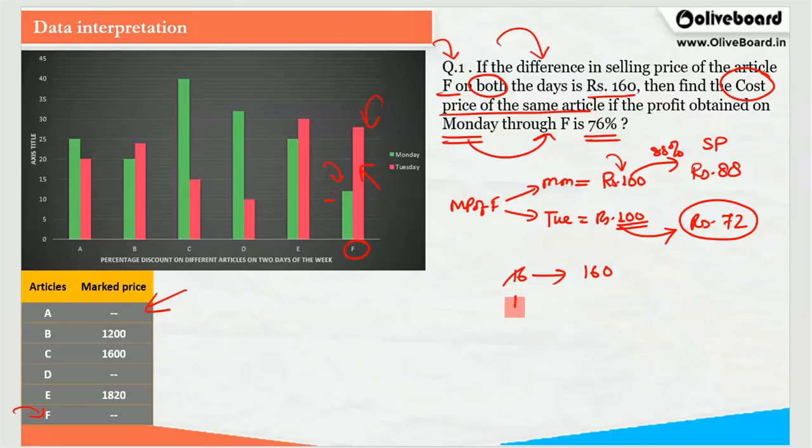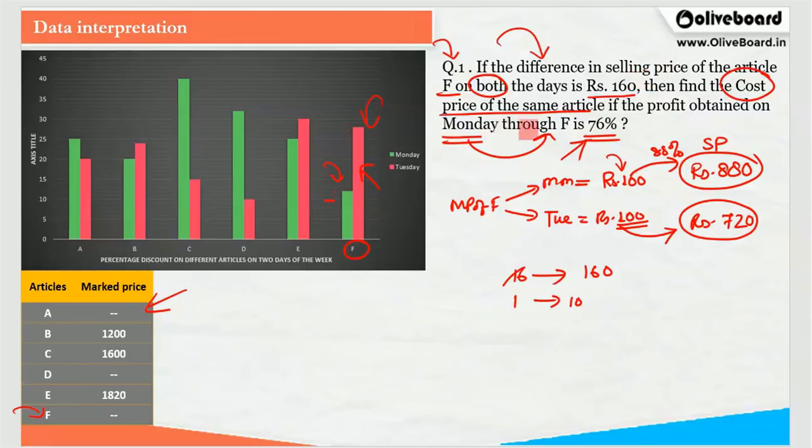So one part will be 10. Now I can easily find out the selling price. The selling price of article F on Monday will be 880 and the selling price of article F on Tuesday will be 720. Now since I have got the selling price, using this profit thing, I can easily associate the cost price with it.